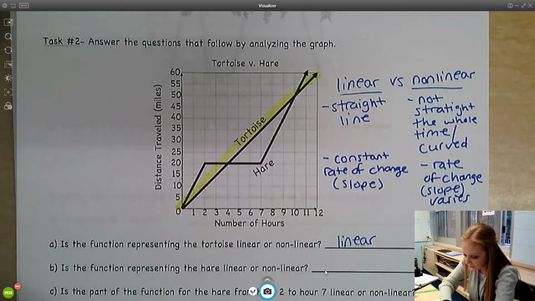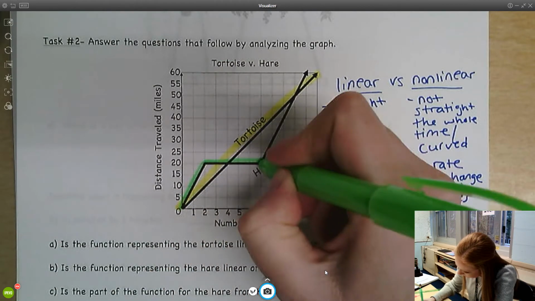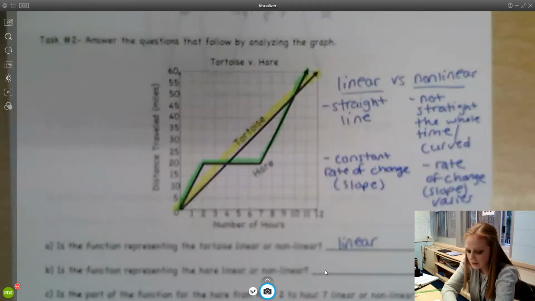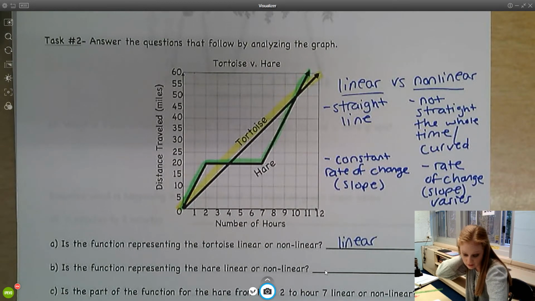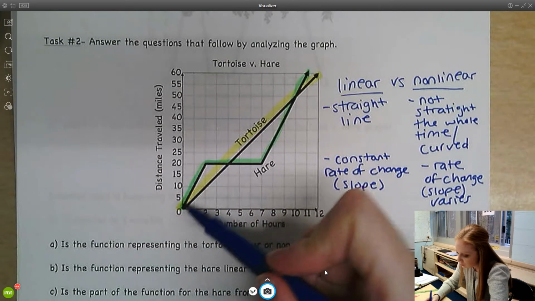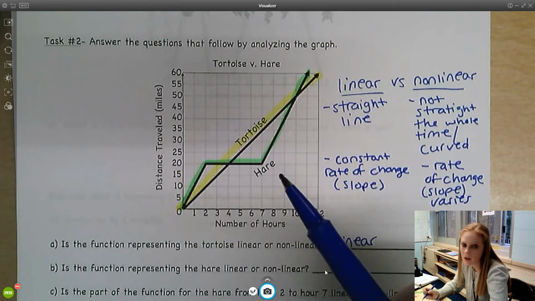The hare, would you be able to draw that entire thing with just one stroke of a ruler? No. So overall, that graph is nonlinear. It has 3 linear components, but the whole graph is not one big straight line that you could draw with a ruler.